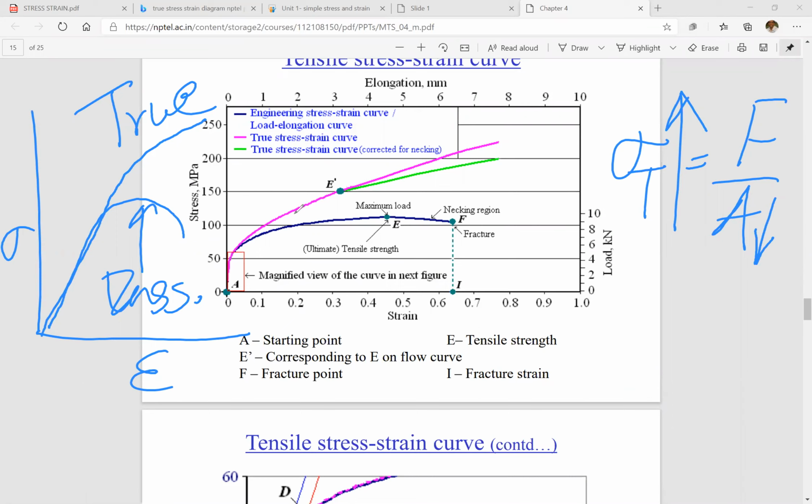The same thing is shown here, the purple graph. After achieving the maximum ultimate tensile stress point, the stress keeps on increasing. There is no decrease in stress levels. And this green curve is for when there is necking; then the curve will go like that. This is the true stress strain diagram.